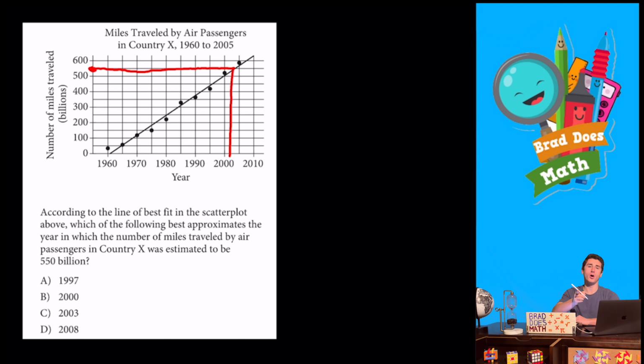So make sure you're always going vertically or horizontally. You never want to be doing crooked lines or anything like that. Just trace it over and down, or up and over if you're trying to find the other variable. So I would say this is between 2000 and 2005. So 2003 looks like a good answer, and that's it.